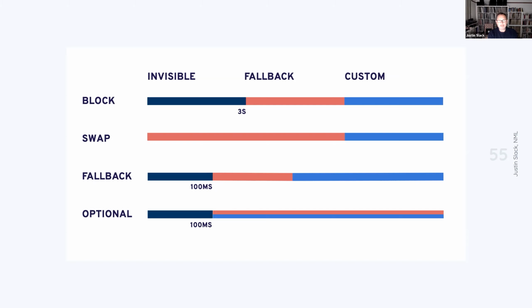Fallback says, okay, block for 100 milliseconds, which is really, really fast. Then show me the fallback and then go to the custom font. And optional will block and make it invisible for 100 milliseconds, and then go to whichever one is available. Now, I've gone through that very quickly. It may not be clear at all. There are ways to visualize this, and we'll look at that next week when we start getting into applying a number of these concepts.